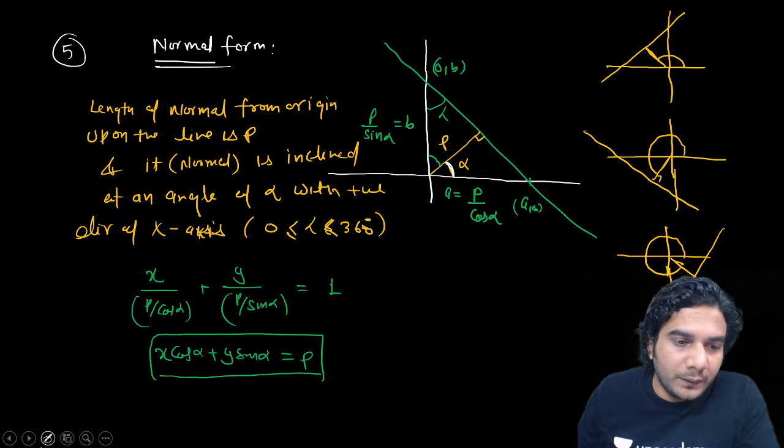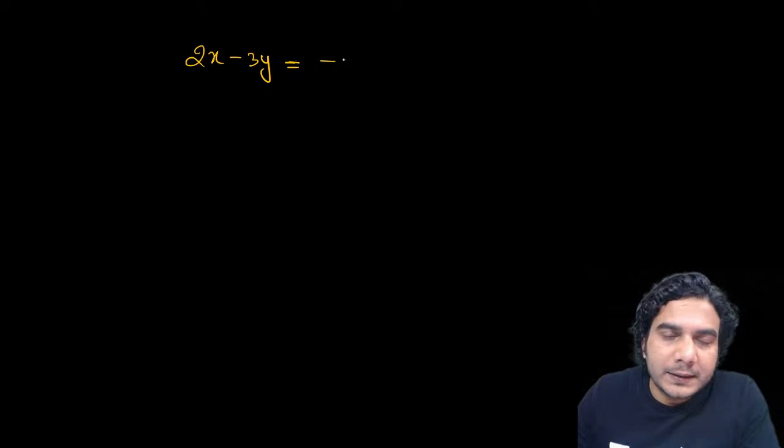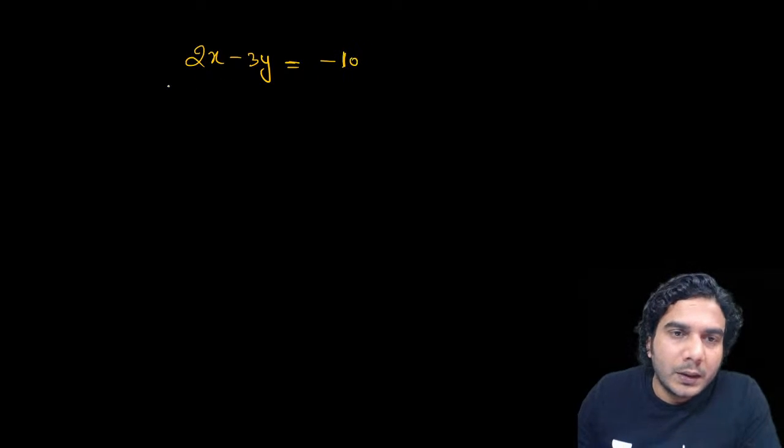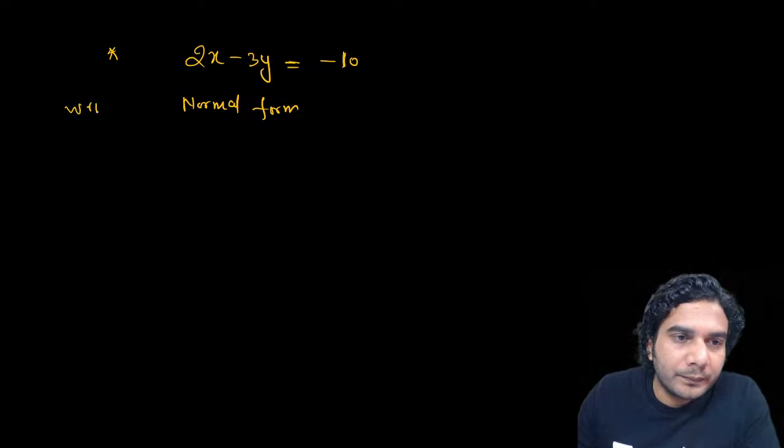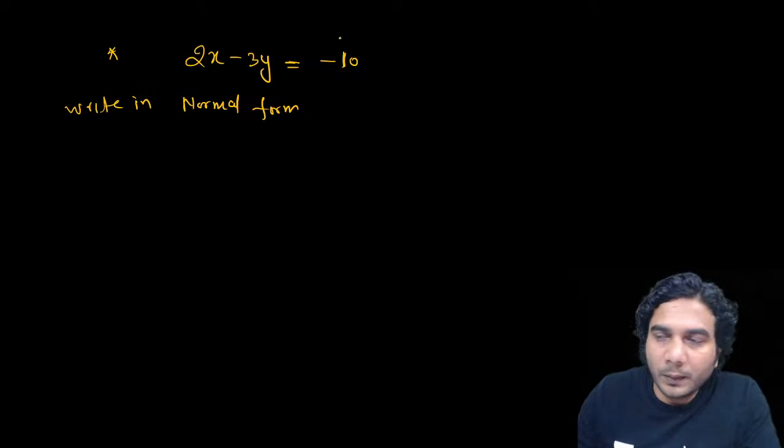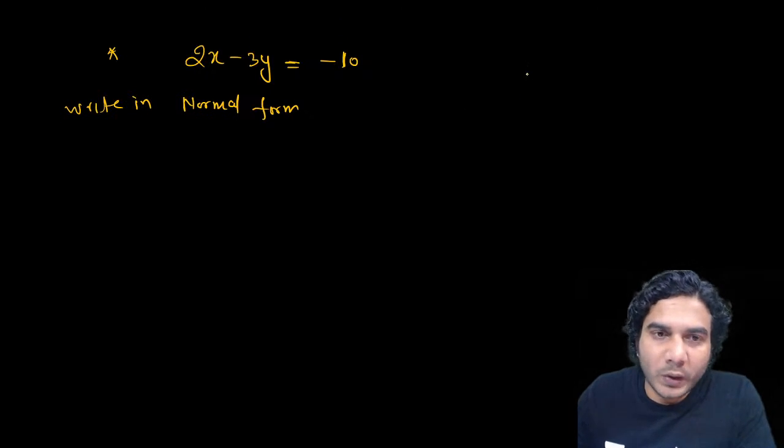Suppose we need to convert one equation. Say it is given 2x minus 3y is equal to minus 10. All right. This equation is given. You need to write this in normal form. So let's learn this. You guys try it first. Then I'll tell you how to convert it.